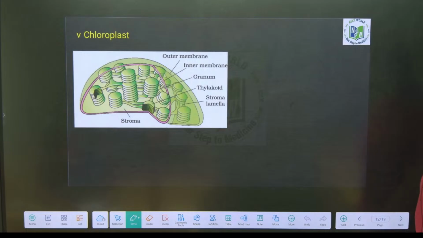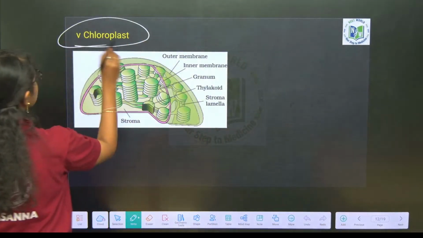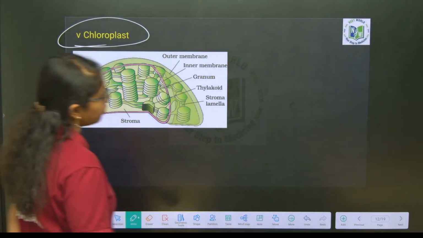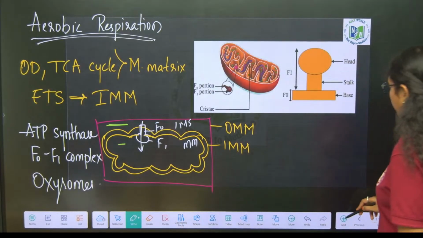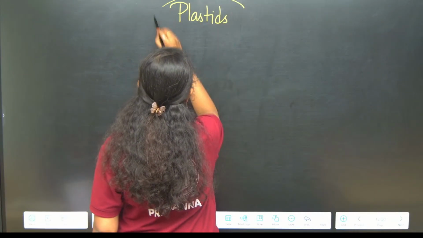Next is about chloroplast. Chloroplast is again a double membrane bound organelle. So when we have to deal with double membrane bound organelles, firstly you have to know this thing, plastids. Plastids are the double membrane bound organelles. All the plant cells will have plastids.